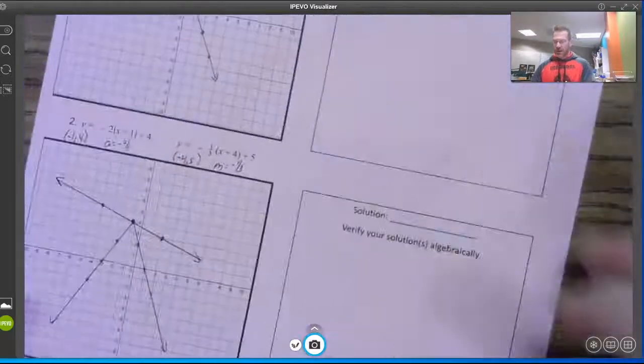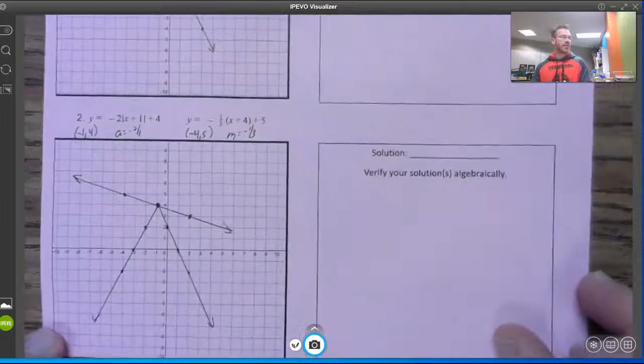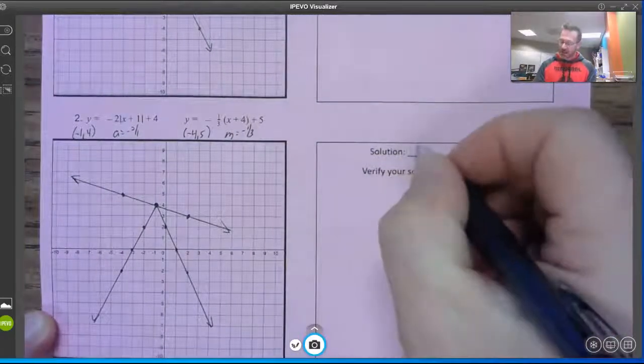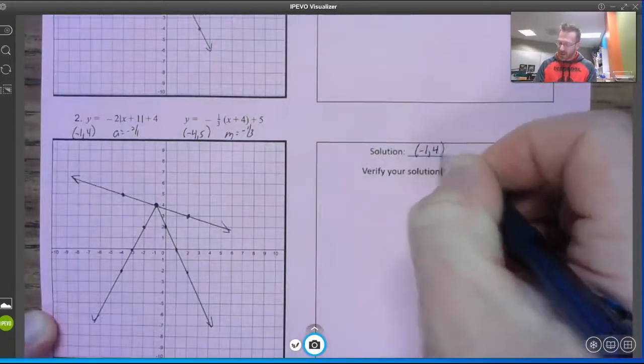So there we go. Here's what we see: we have a line and an absolute value function. They intersect once, and they intersect at the point negative 1, 4.